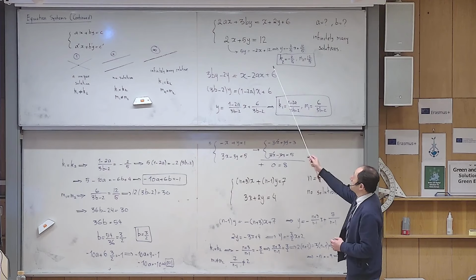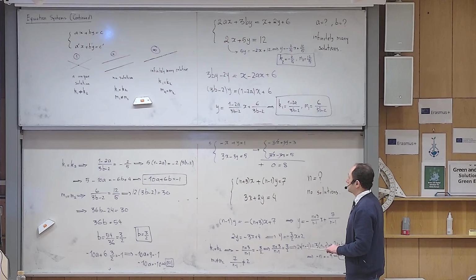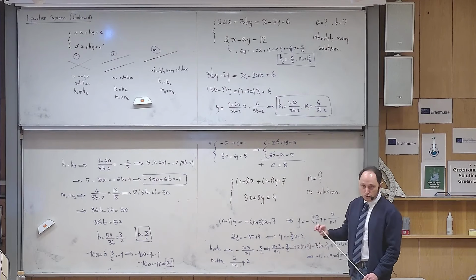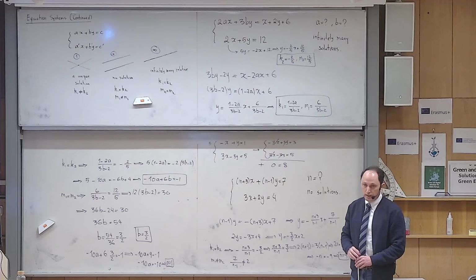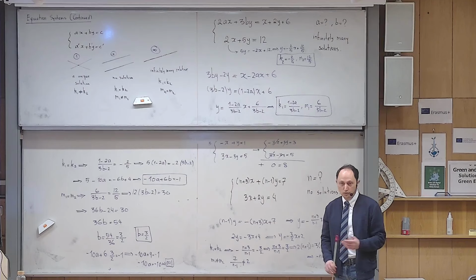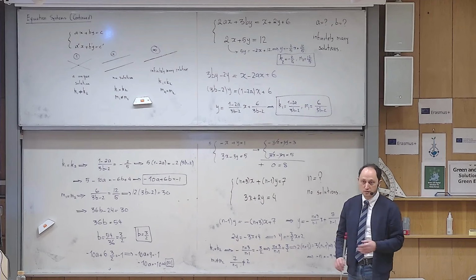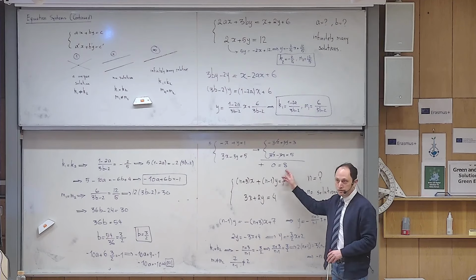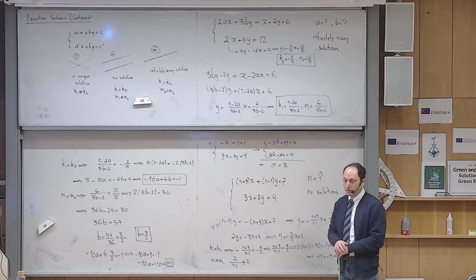But in the case that I have infinitely many solutions, if I want to solve, I will get both of them eliminated, but I will get something true, not something false. In that case, the interpretation is that there are infinitely many solutions, because no matter what x and y is, I get the truth. So it means that every number works.